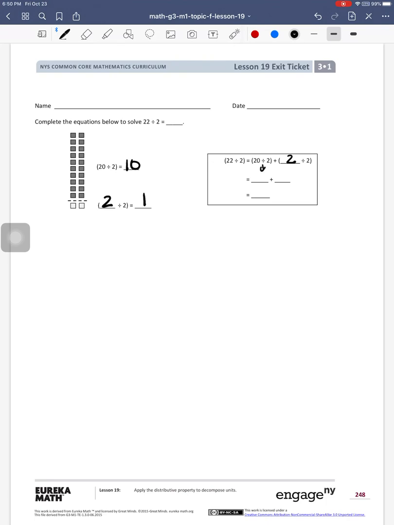Now 20 divided by 2 we said equals 10. And 2 divided by 2 equals what? 1. What's 10 plus 1? Right, that's 11. So 22 divided by 2 equals what? That's right, it equals 11. Super job, 3rd grade.